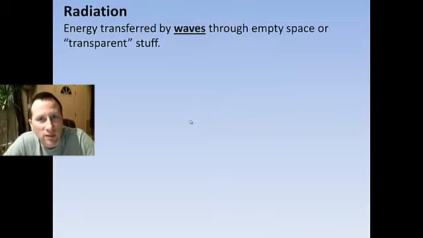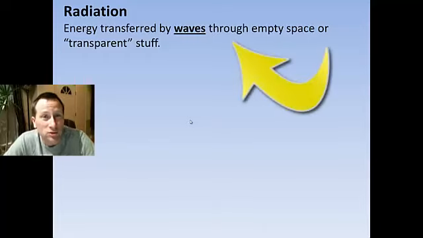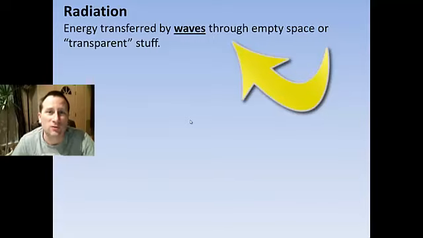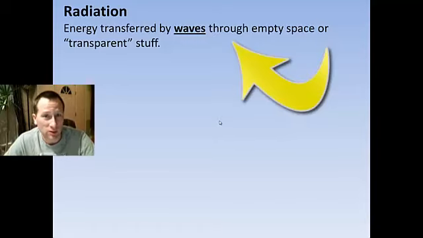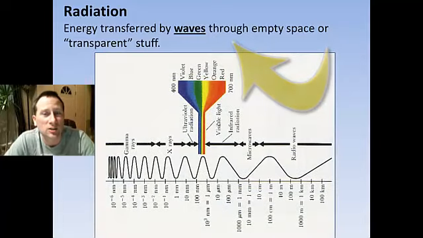The last method of energy transfer is radiation. Radiation is how energy reaches the Earth's atmosphere from the sun through the vacuum of space. Now, this is energy that transfers in waves, and it can travel through anything that is transparent to it. Now, transparent means different things to different wavelengths of radiation.